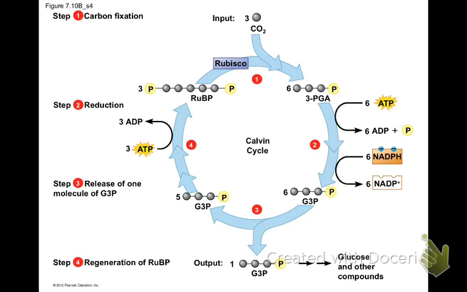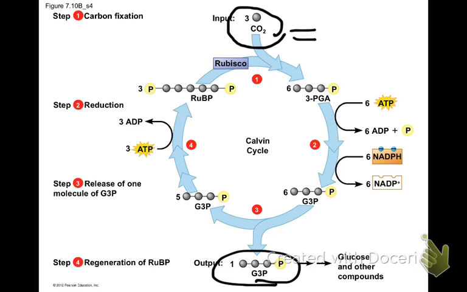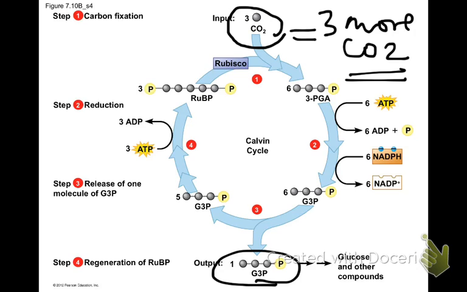In short, for this whole process, I will consume 9 ATP and 6 NADPH. This is with just 3 carbon dioxide, and I have just made 1 G3P. This is not a glucose. If I want to make glucose, I need 3 more carbon dioxide to get into it. And then I can make 1 more G3P, which can become a 6 carbon glucose.